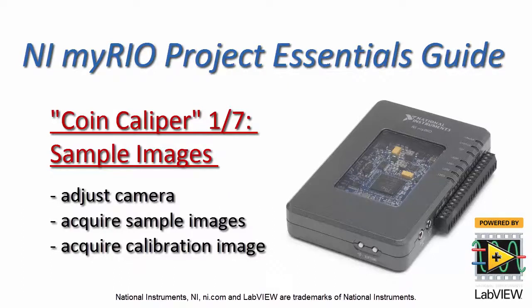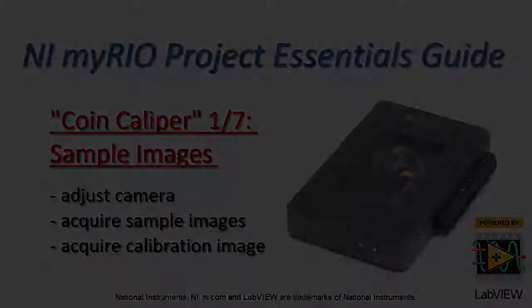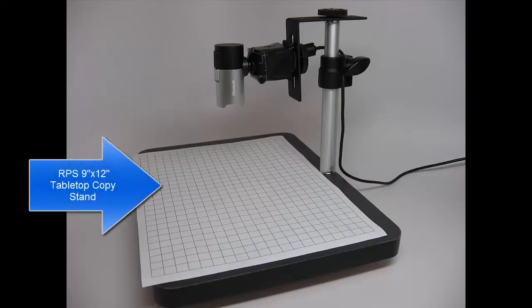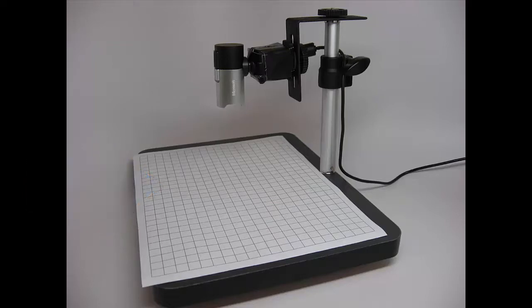Let's begin the coin caliper project by collecting some sample images. I'll adjust the camera for collecting representative images for processing and then also collect a calibration image. I'm using the Microsoft LifeCam Studio webcam, and this is attached to the RPS tabletop copy stand. This is a 9-inch by 12-inch platform.